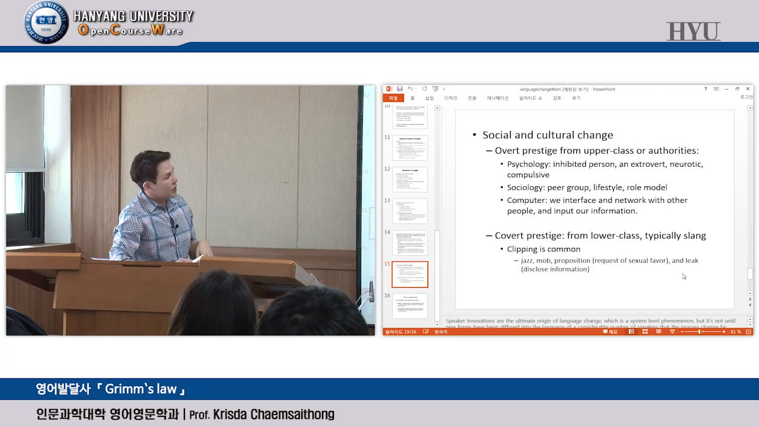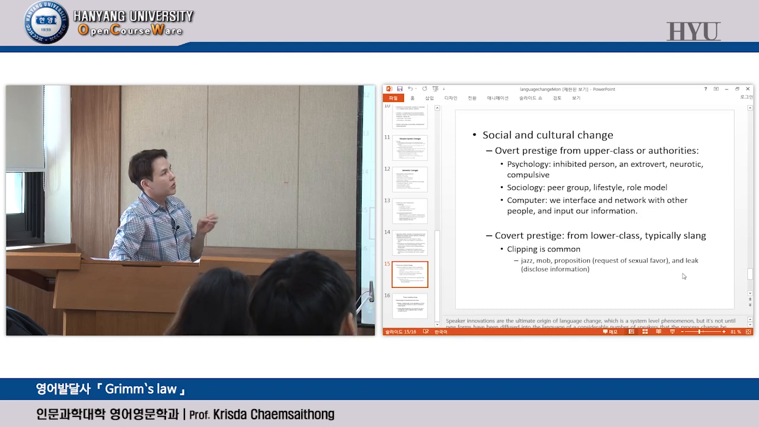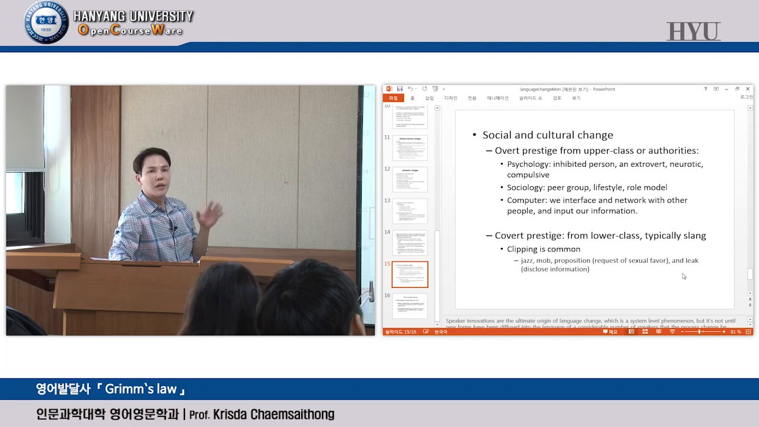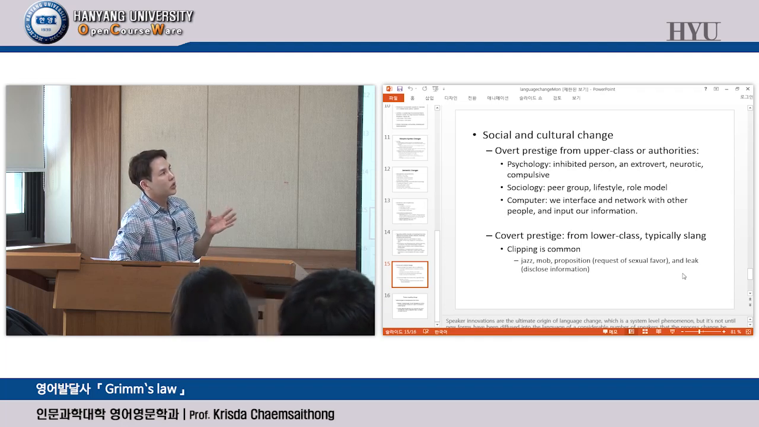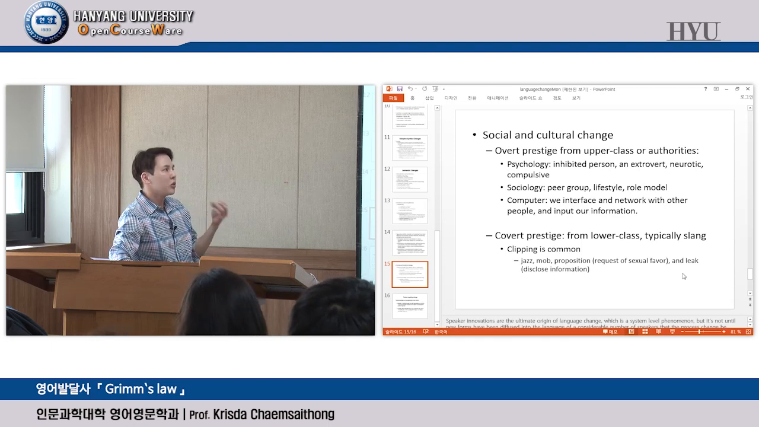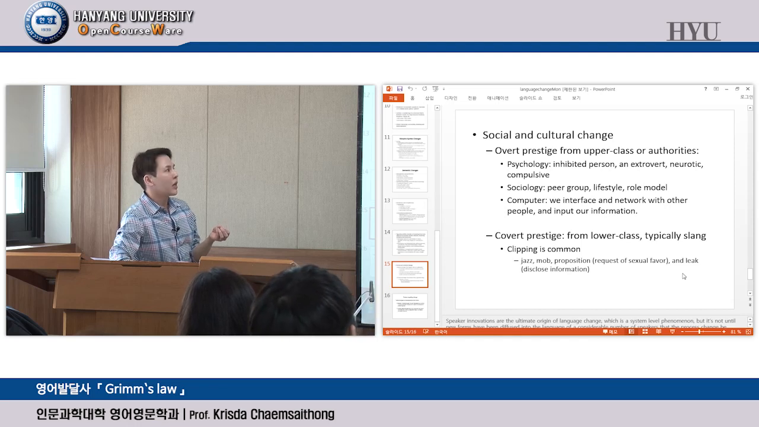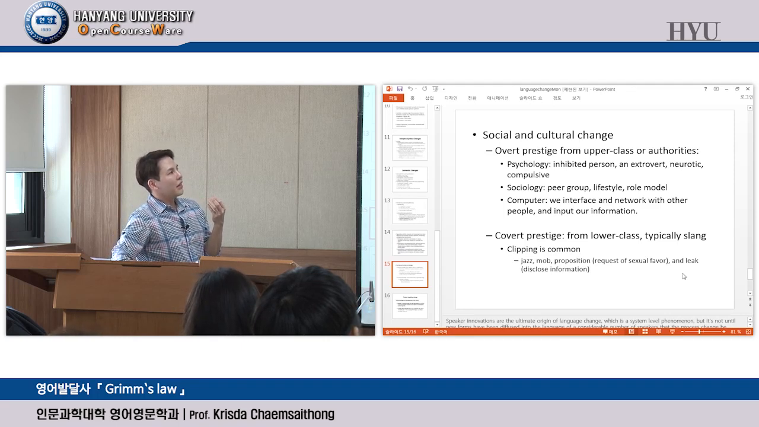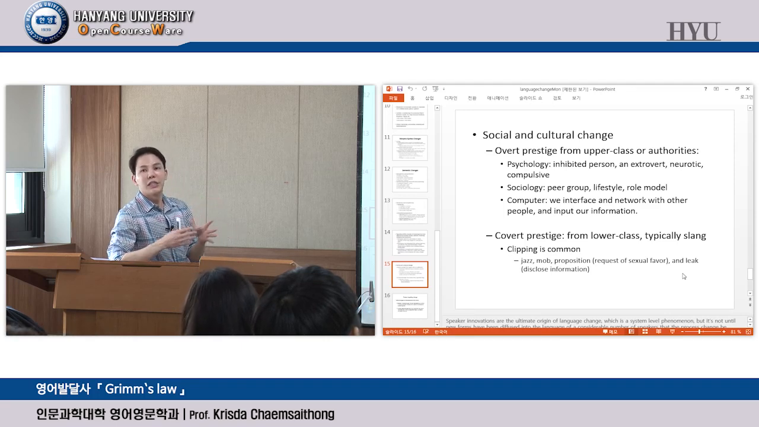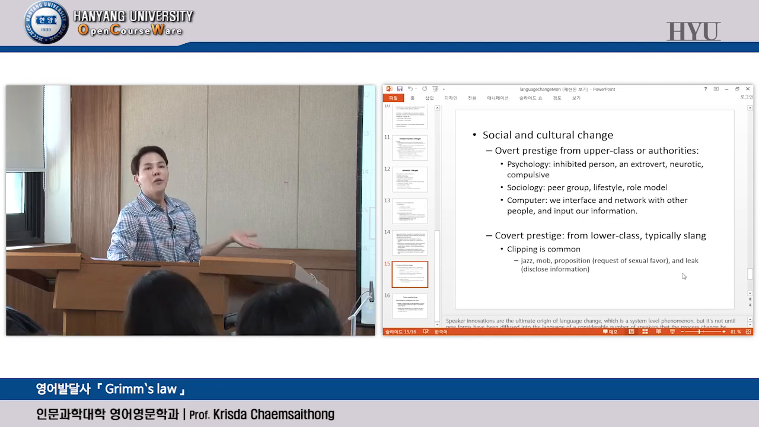Okay, and this is the last, I think, the last process. Social and cultural changes will have an impact upon the use of words. There are two kinds of effects, the overt prestige and covert prestige, right? So overt prestige, overt has to do with something that everyone knows about. Overt is obvious, right? Overt means obvious. So prestige that everyone knows about.